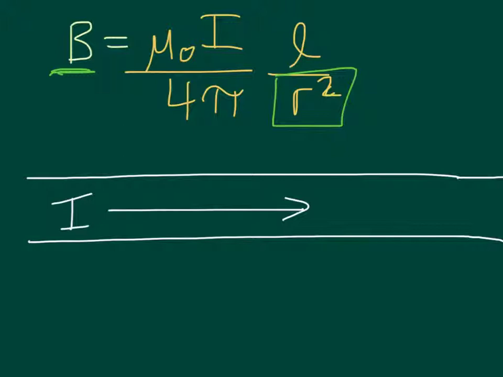Let's think about the direction of this magnetic field. You have to use the right-hand law to determine it. It will be moving in a direction like this around the wire.